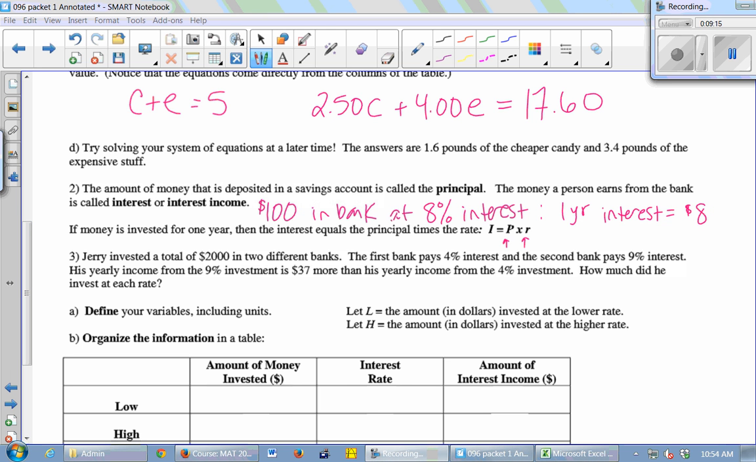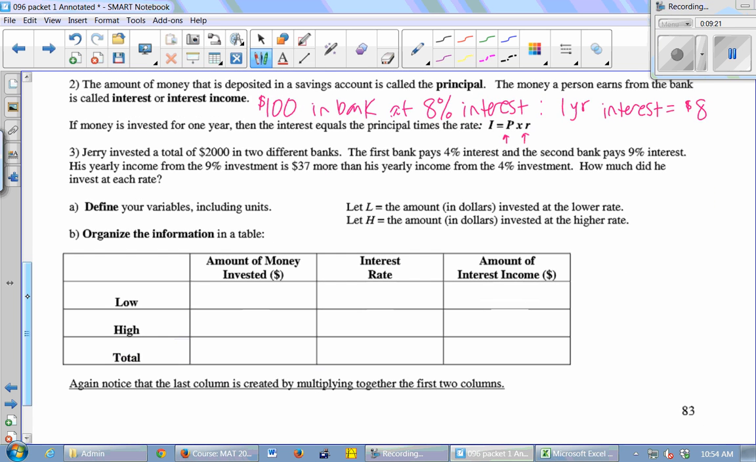All right, so moving on to another example. Jerry invested $2,000 in two different banks. One bank pays 4% interest, and the second bank pays 9% interest. So he has $2,000 total. Some of it's making 4% interest. Some of it's making 9% interest. His yearly income from the 9% investment is $37 more than his yearly income from the 4% investment. How much did he invest at each rate?